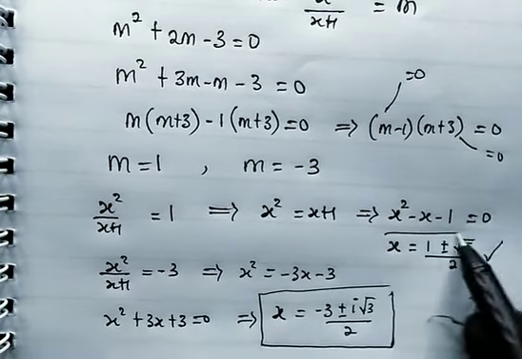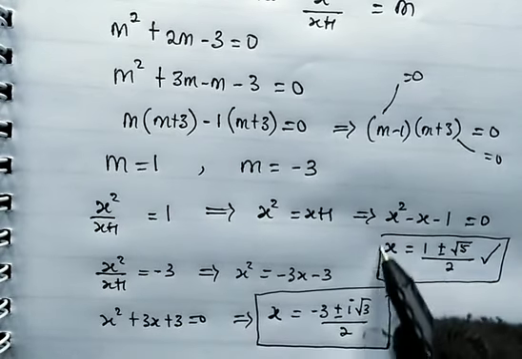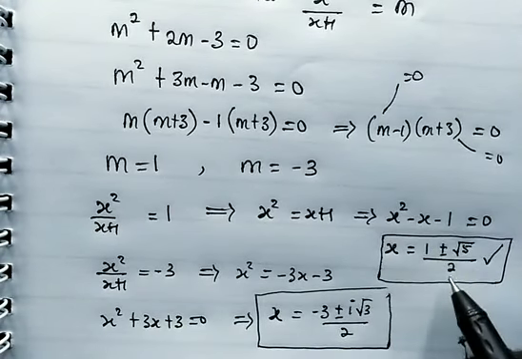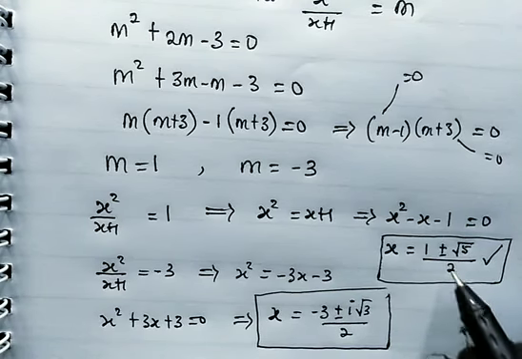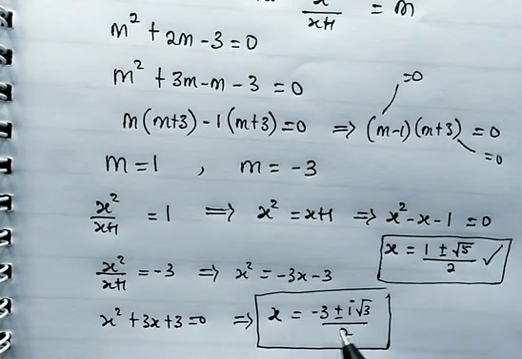So here we have the real solutions, right? 1 plus root 5 divided by 2 and 1 minus root 5 divided by 2. These are the only two real solutions, while here we have the complex solutions.